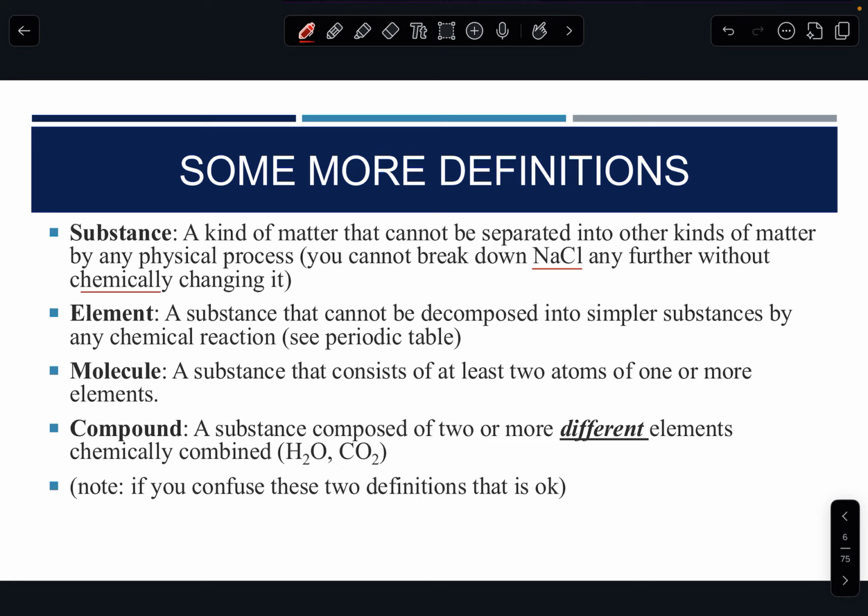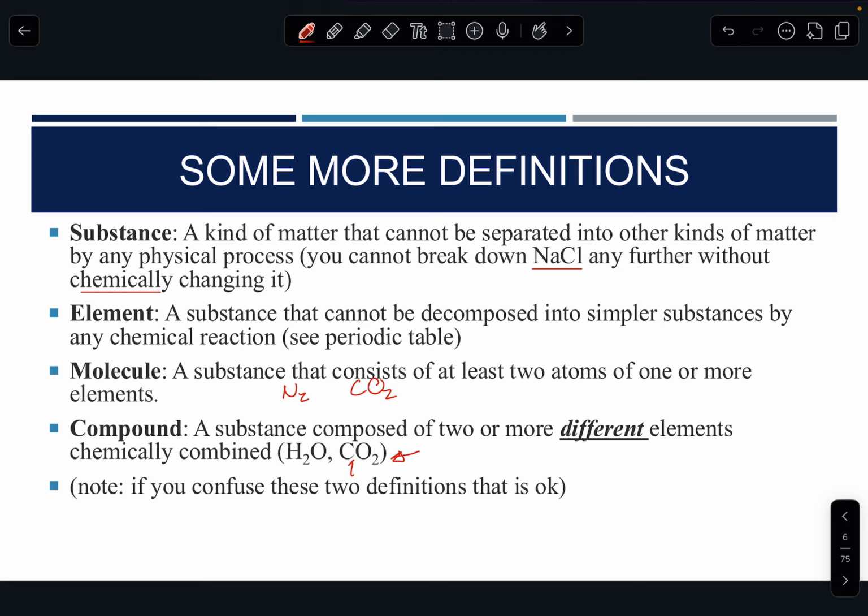A molecule is going to be something that is at least two atoms of one or more elements. We'll get into the types of bonds later, but there's a specific type of bonding that occurs in molecules that does not occur in just compounds. And so you can have a molecule of N2, for example, or you could have a molecule of CO2, and you can see that CO2 is down here.